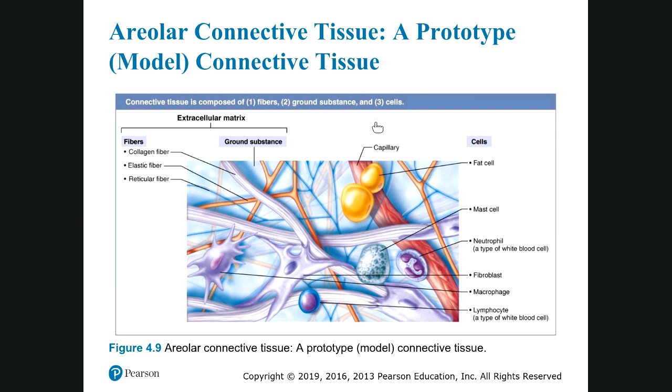The extracellular matrix that consists of fibers and ground substance separates the living cells of the tissue. The extracellular matrix allows connective tissue to bear weight, withstand great tension, and endure abuses such as physical trauma and abrasion that no other tissue can tolerate.